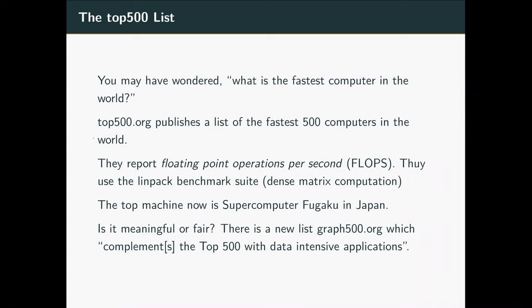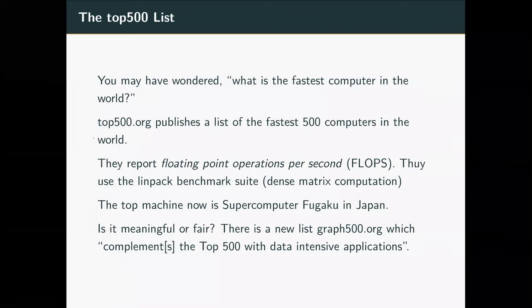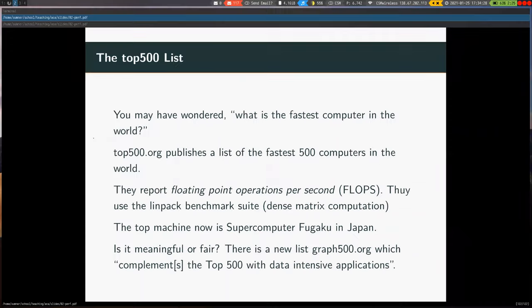So there are other benchmarks that may be more accurate. For example, Graph500 is another popular benchmark that is meant as a counterbalance to this floating point heavy benchmark. And I don't know, I like graphs, so it seems kind of cool to me. All right. Any questions?